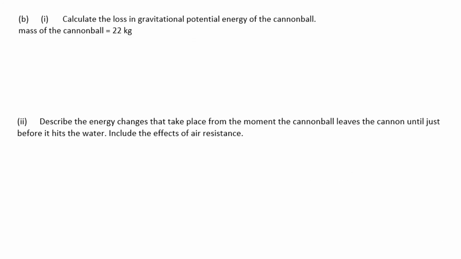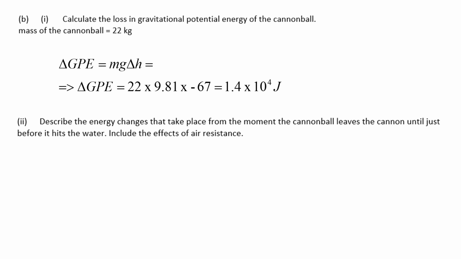Okay, so finally, calculate the loss of gravitational potential energy of the cannonball. So a nice easy question to finish off. We're just going to use the pretty standard equation for this, and that gives us a value of 1.4 times 10 to the 4. I've not put the minus sign in because it asked us to calculate the loss in gravitational potential energy, so that's why the minus sign isn't there.